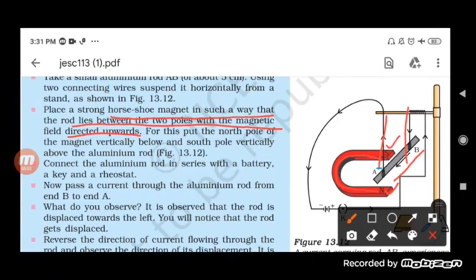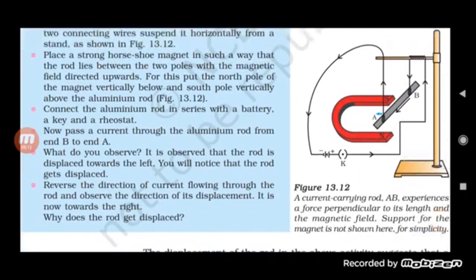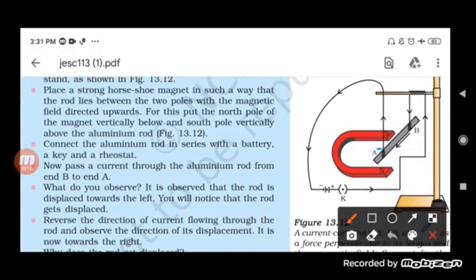Now this aluminium rod is connected in series with the battery. This is the battery, students. A key is there and a rheostat is there. This rheostat helps in giving variable resistance. So when the current is produced, the resistance set by the rheostat is also added to this circuit. Now what happens?